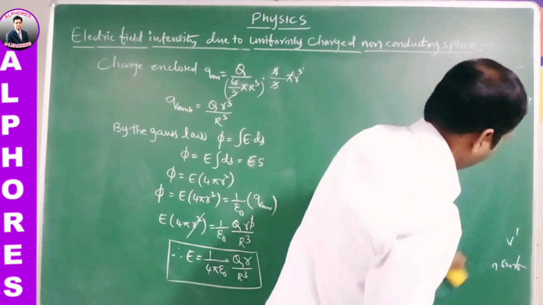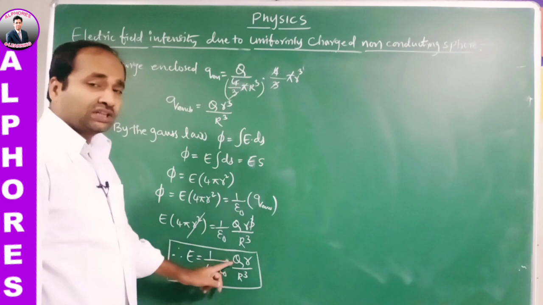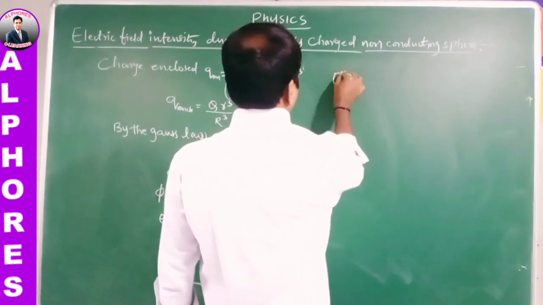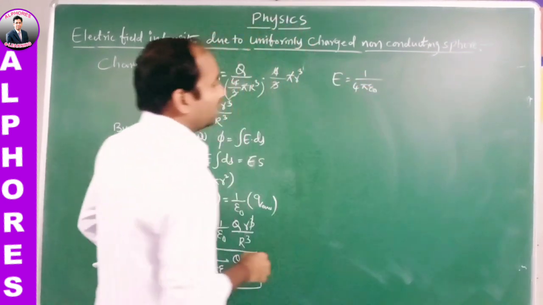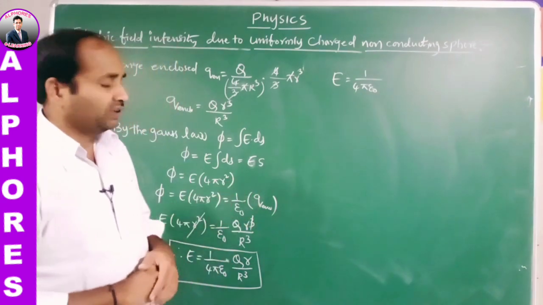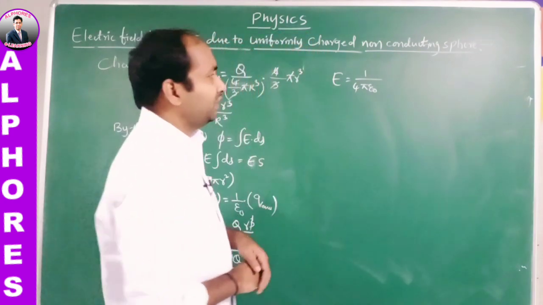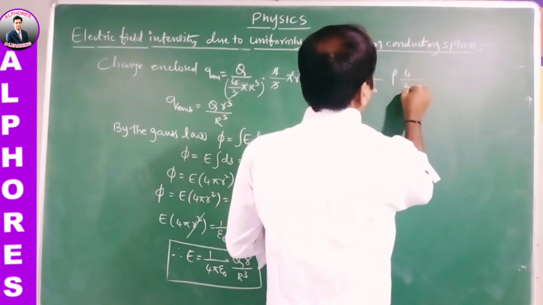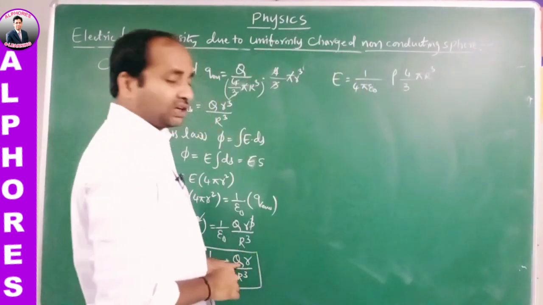You may write this equation in terms of volume charge density also. So what is actually here, we got E is equal to 1 by 4 pi epsilon naught capital Q, so already we wrote this as equation number 1. What is Q? It can be written as Q is equal to rho into V, which means 4 by 3 pi r cube. This is the Q value.